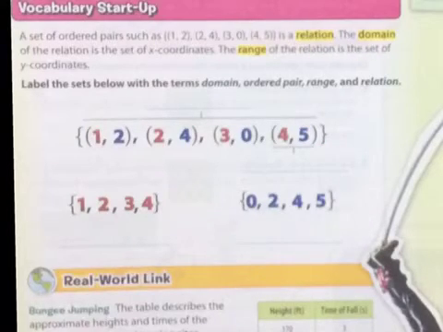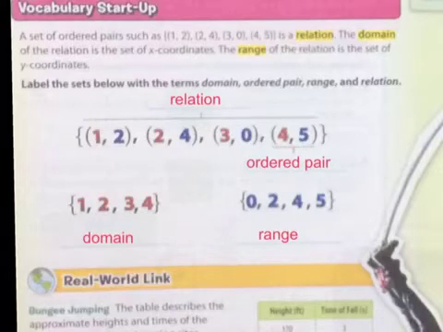The domain of the relation is the set of x coordinates. So all the x coordinates are the red ones. Okay? The range of the relation is the set of y coordinates. The y is the second one, all the blue ones. Okay, so now we have to label the sets below in the terms domain, ordered pair, range, and relation. Now, ordered pair, this was from a previous lesson. An ordered pair is just a set of two.